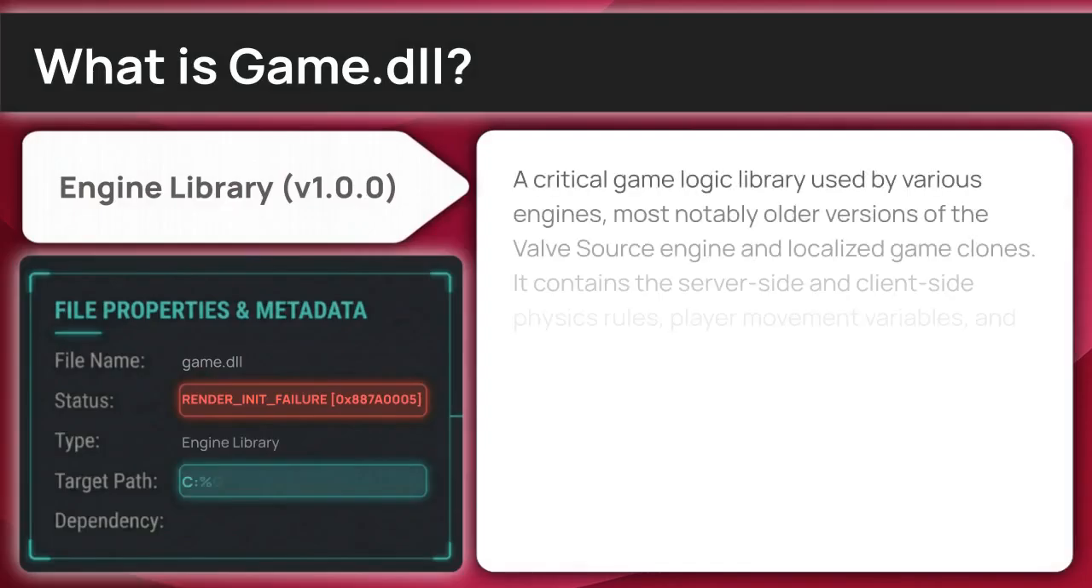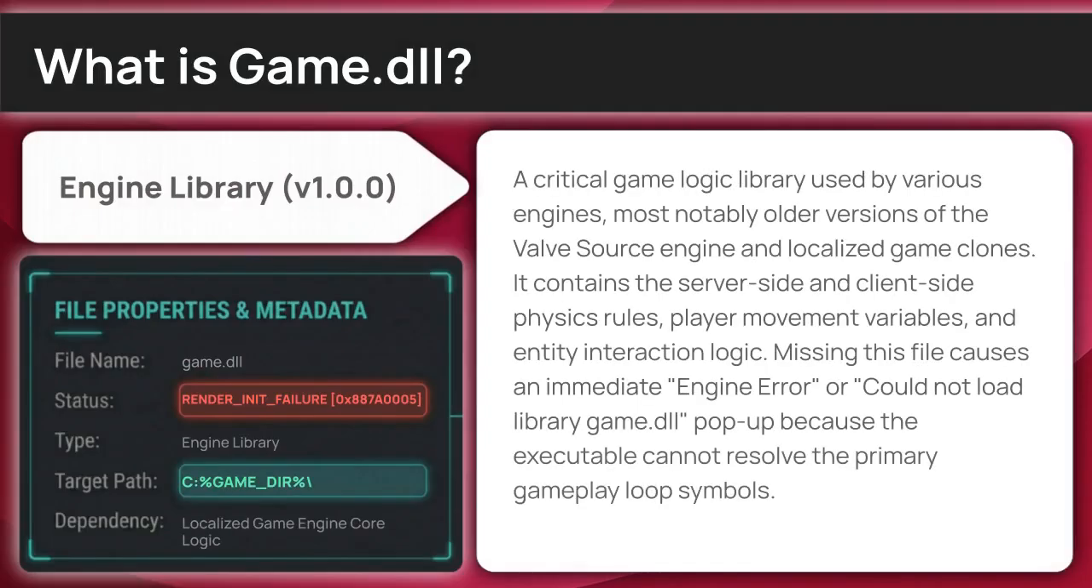This is the Game Library, a critical game logic library used by various engines, most notably older versions of the Valve Source engine and localized game clones. It contains the server-side and client-side physics rules, player movement variables, and entity interaction logic. Missing this file causes an immediate engine error, or a "could not load library Game.dll" pop-up, because the executable cannot resolve the primary gameplay loop symbols.